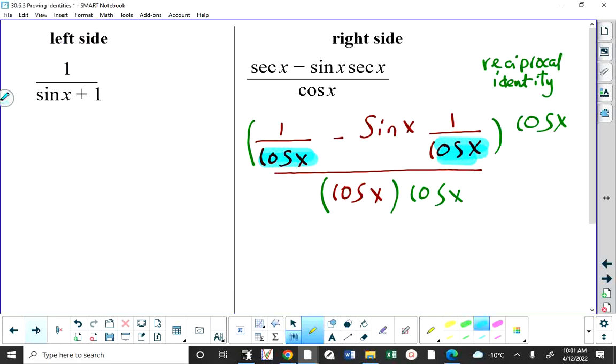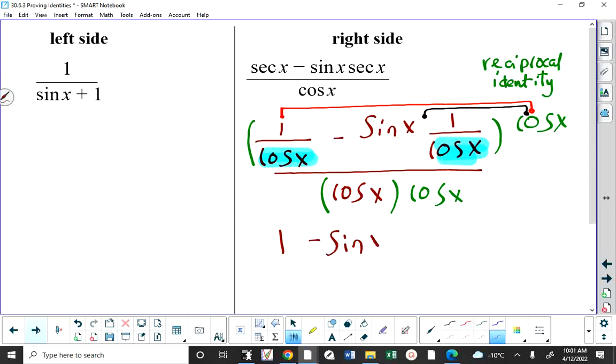When I multiply the 1 over cos x by the cos x, I get 1. And when I multiply the sine x times 1 over cos x, which is the second term, by cos x, the cos x cancels with the cos x, and I'm left with sine x over cosine squared of x.